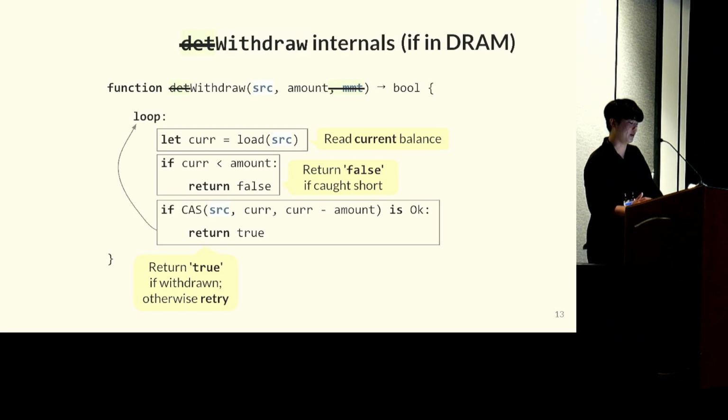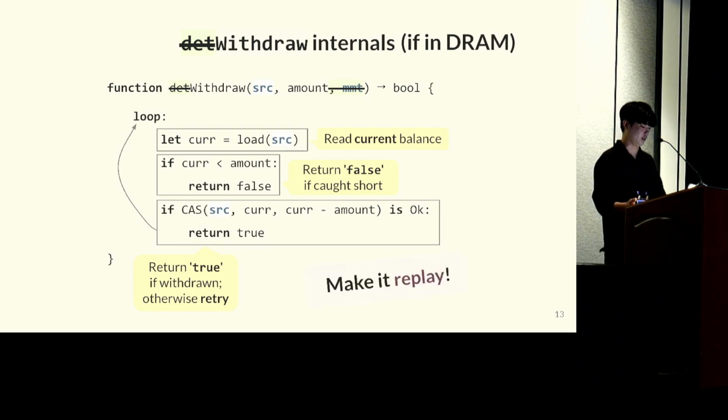It uses a basic concurrent primitive operation, compare and swap, to perform the subtraction only when the state of source is equal to the local current variable. If successful, it returns true. Otherwise, it repeats the process. Then, let's make this function capable of replay.